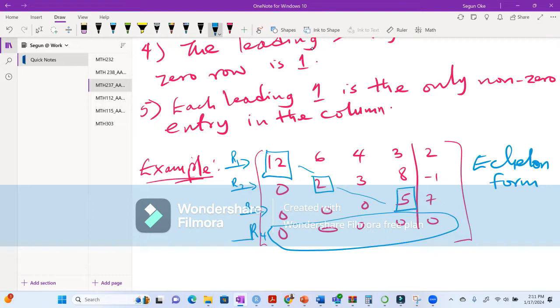Then all entries in a column below the leading entry are zeros. So when you are working, you can see that all entries below the leading entry point, look at it, the entry below this one is 0, the entry below this one is 0, and so on. So take note of these characteristics. They are very important. Then the leading entry in each non-zero row is 1. This is where you now need to work on it to reduce it further to make sure it is 1.